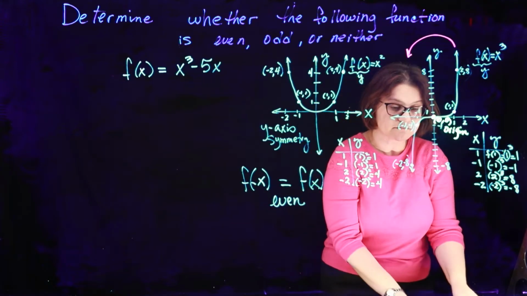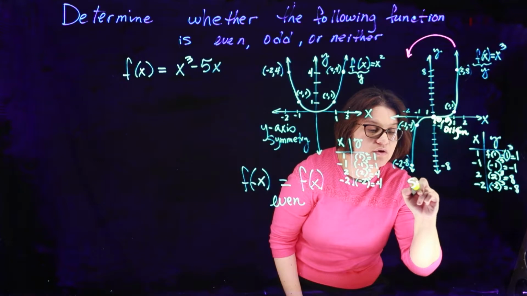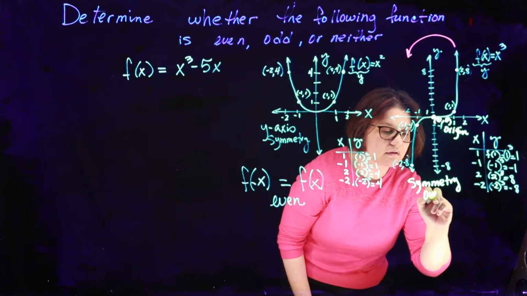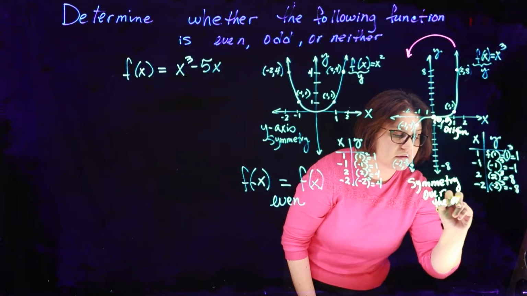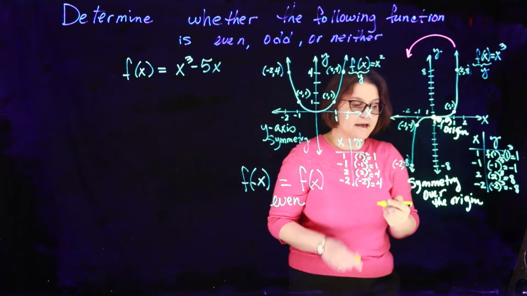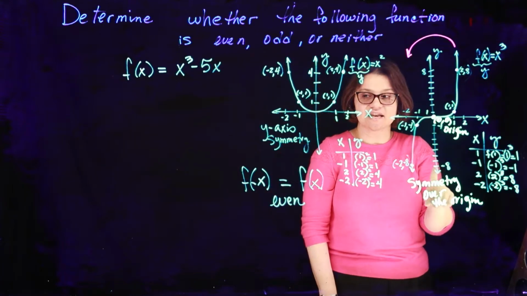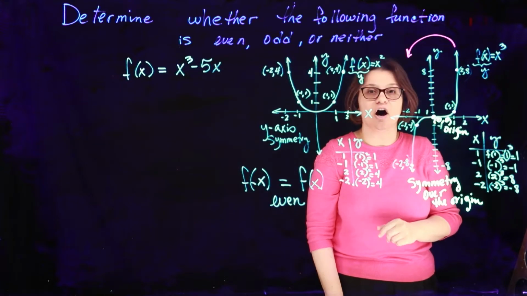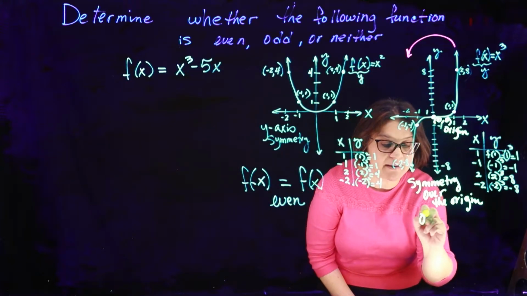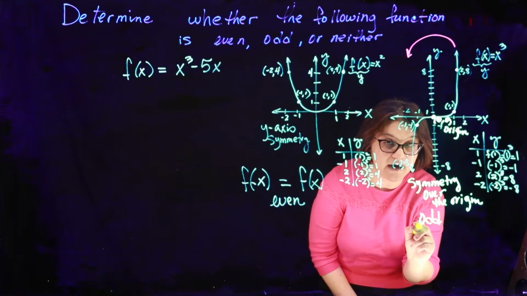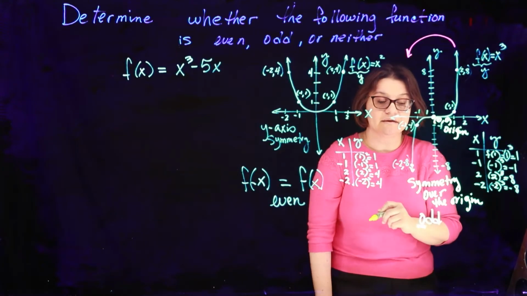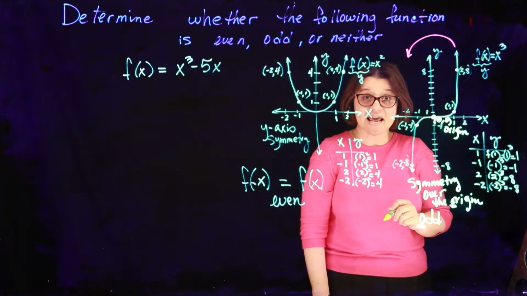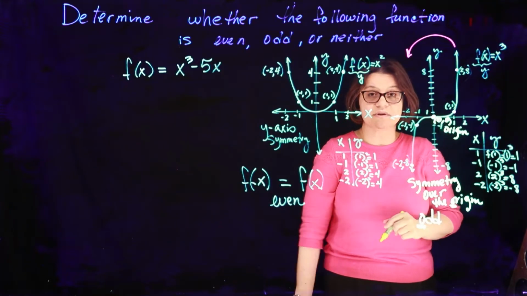Let's write this down. Symmetry over the origin. If a function has a symmetry over the origin, this function is going to be called odd. To remember, notice how odd starts with the letter O and origin starts with the letter O. So if a function has a symmetry over the origin, it's going to be odd.